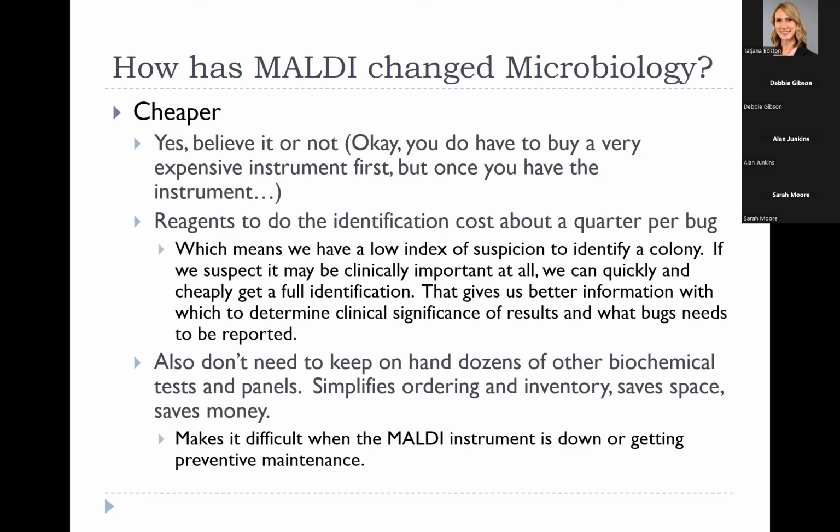So it gives us the opportunity now to identify bugs that we were never able to identify before. Ones that we would just kind of blow off and say, we're going to call this Corynebacterium species, or we're just going to call this a strep species. Now we can figure out exactly what it is. Even some things like Lactobacillus, which always was just kind of a shot in the dark. It looks like it might be a Lactobacillus, so we're going to call it a Lactobacillus. Now we know exactly what species of Lactobacillus it is.